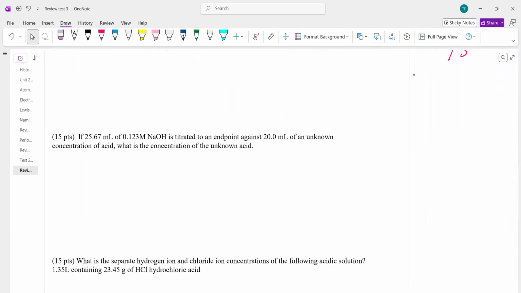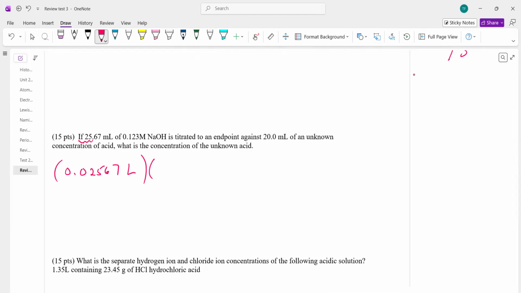This is a titration problem now. We're titrating, and we end up with 25.67 milliliters. That's when the endpoint turns pink, light pink, I should say. But we've got to do it in liters. So the first thing is to convert all milliliters to liters. So that means we start with liters. You're going to move the decimal point over 3 places.